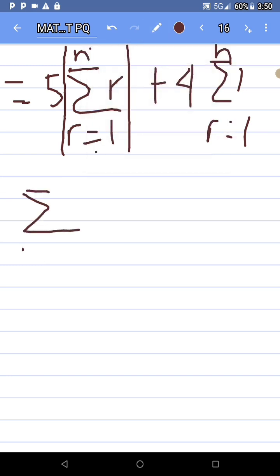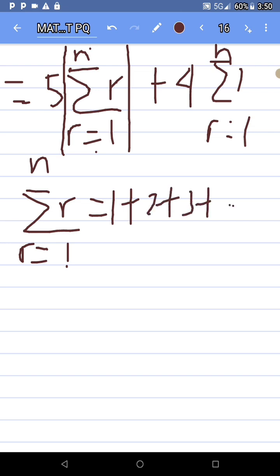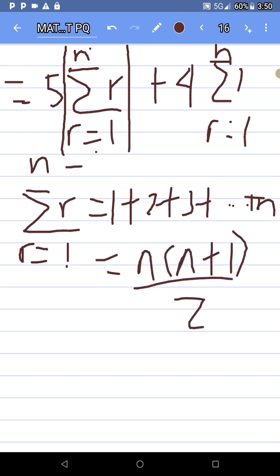The summation from r equals 1 to n of r is the sum from 1 to n, that will be 1 plus 2 plus 3 plus down to n. And that was what we did. We got that to be n into n plus 1 all over 2. We already know this.